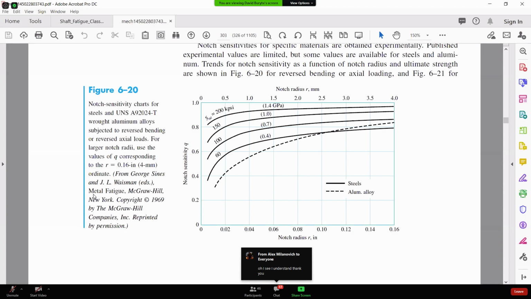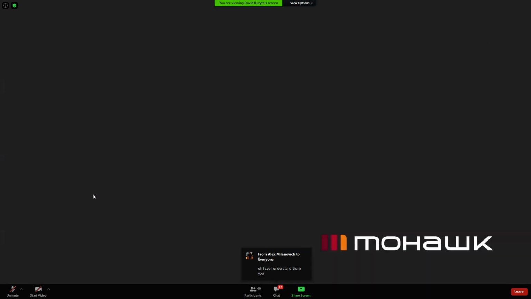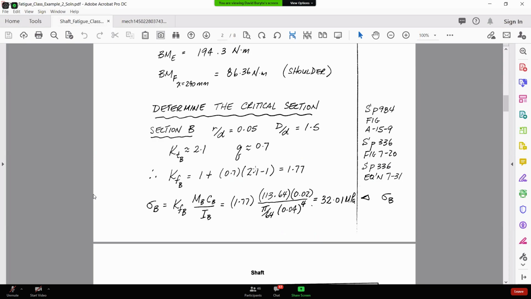If we go back now to this solution, you'll see that now I have my static stress concentration factor and my notch sensitivity factor. Now I can calculate my fatigue stress concentration factor because in the older textbook, it's equation 7-31, KF equals 1 plus Q times (KT minus 1). Put those numbers in, and I find the fatigue stress concentration factor.